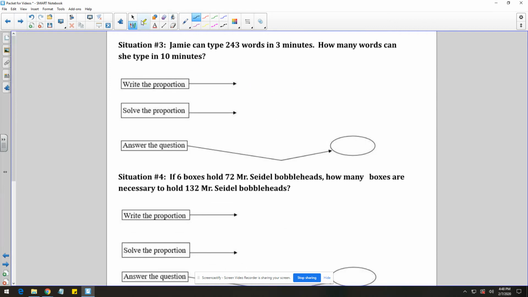Okay, so on the next page here, we're given a situation, but it's not spelled out for us. So I'm going to help you set this up and show you how to solve it. So it says Jamie can type 243 words in 3 minutes. So this is our given rate. How many words can she type in 10 minutes? So that's our other situation, and it only has the minutes. It doesn't have how many words. So when I go to set up my proportion, I know I'm going to have two ratios on each side set equal to each other.